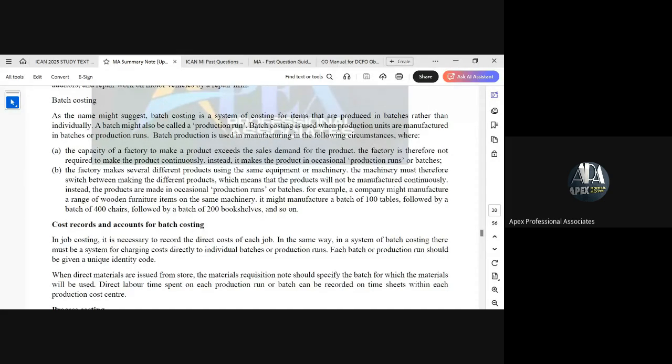Thank you. So batch costing, as the name implies, is a system of costing where items are produced batch by batch rather than individually. Now, when we teach job costing, we are looking at each job. We're looking at the cost of a particular job. How much material will be required to produce that job, how much labor is required for that job, how much overhead will be required for the particular job.